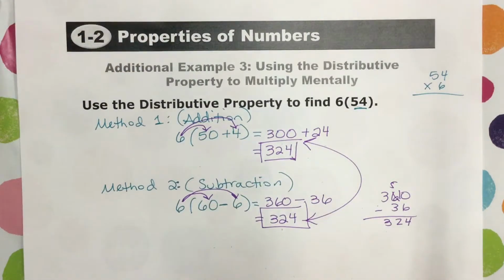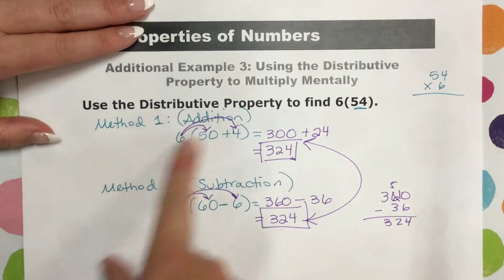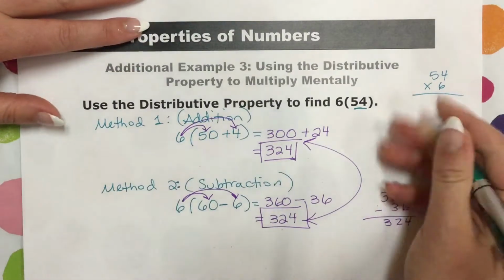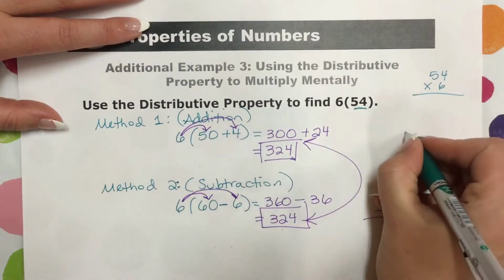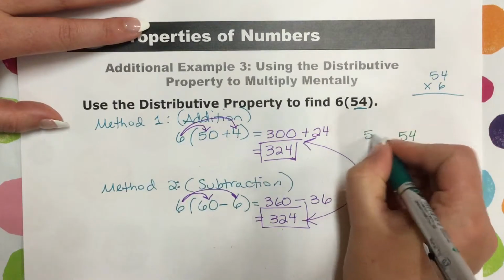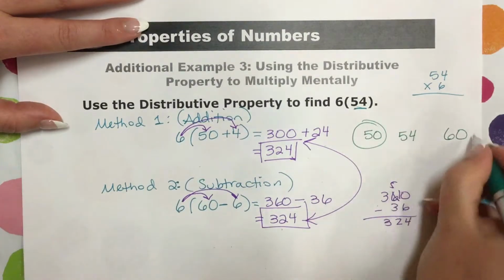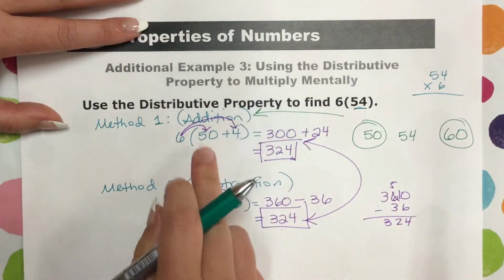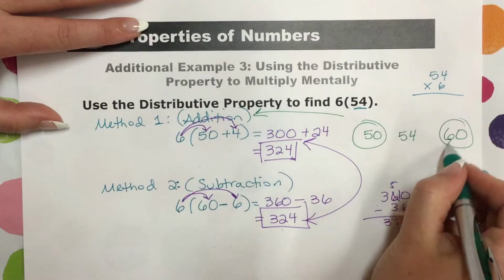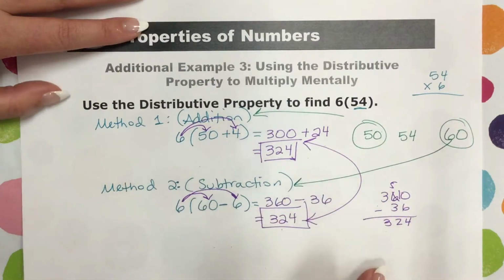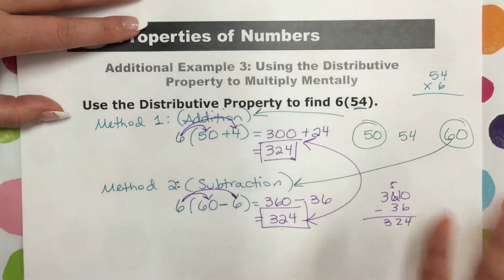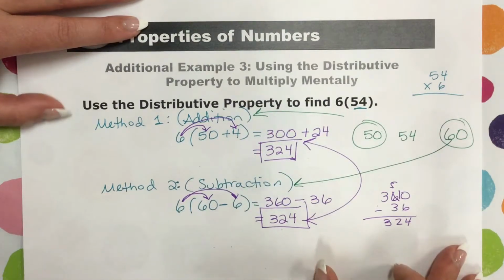So when you're doing this problem, what you want to think about is, when you're using the method of addition and subtraction, you know that 54 falls between 2 numbers that are multiples of 10. So 54 falls between 50 and 60, right? 50 is the one that you're going to use for addition, 50 plus 4. For subtraction, you're going to use the 60 minus 6, and that's how you get 54. So when you're doing the next problem, that's what you want to look at.